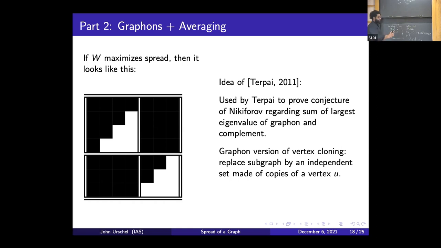Now, this is a graphon version of vertex cloning. The way in which I can use this vertex cloning to give my graphon structure is fairly straightforward. I don't think the camera goes over there, so I'm going to have to reuse the board here, but I hope we get the general idea so far.